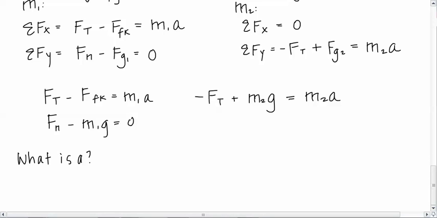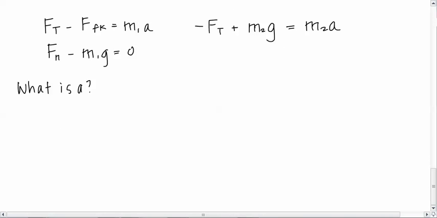Alright, so now let's solve our equations for tension. From M1, the force of tension would be equal to M1A plus the force of kinetic friction. So I just rearranged this equation up here for Ft. I'm going to do the same thing for this guy right here.